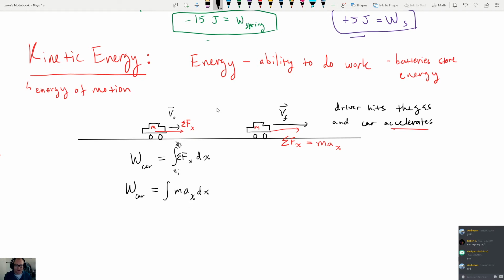I'm going to leave these limits off here for a second because we're actually going to change the limits of integration. The next thing we can say is that we learned in chapter 2, I think, that the x acceleration of an object is related to its velocity. How is the acceleration of an object related to its velocity? It's not dv dx. The derivative of the velocity with respect to what?